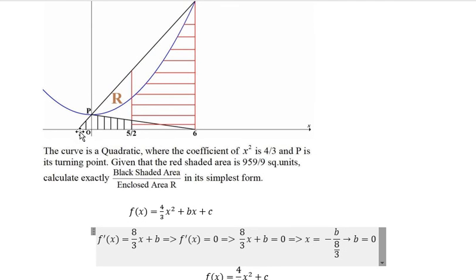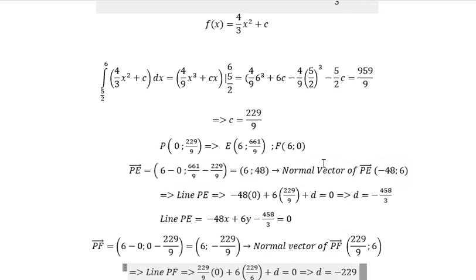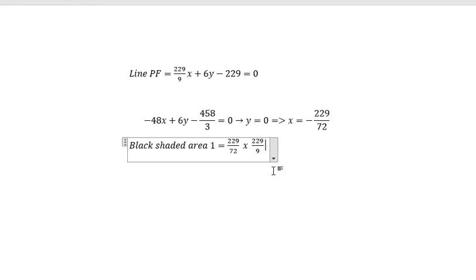So we can find the area of the small triangle here. We have PO multiplied by O this way, multiplied by 1 over 2. So we can find the small shaded area. We put 1, and we have 229 over 72 multiplied by the location of point P, then multiplied by 1 over 2 because that's a triangle.